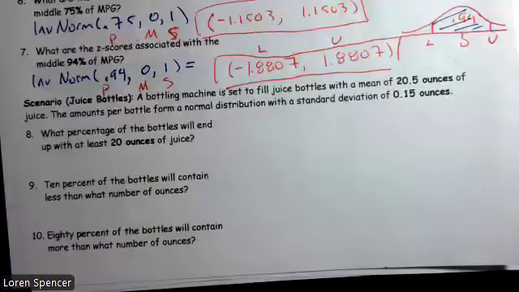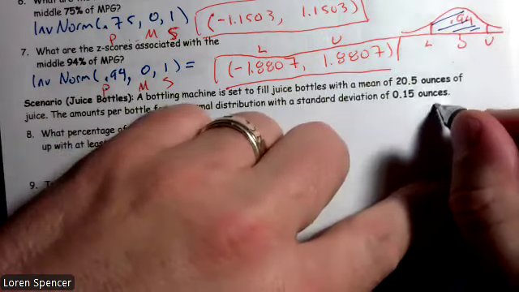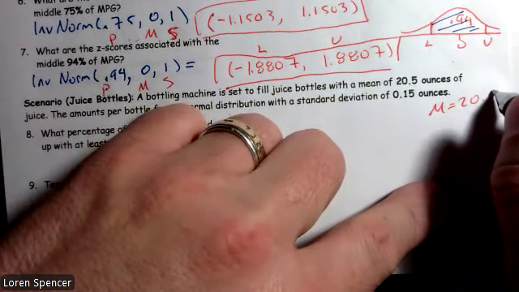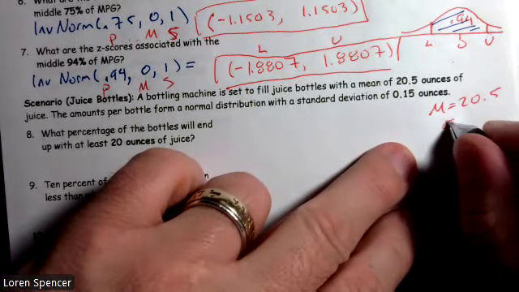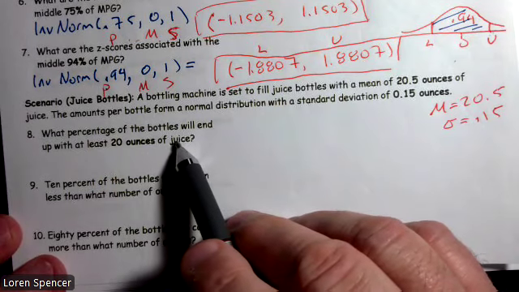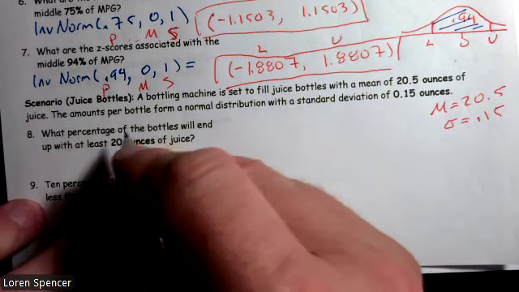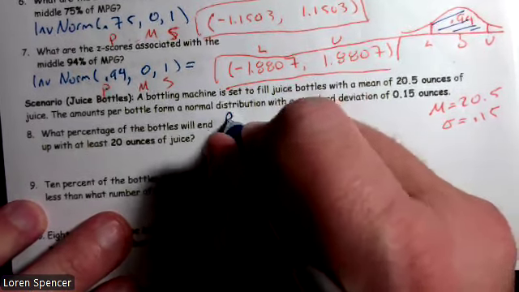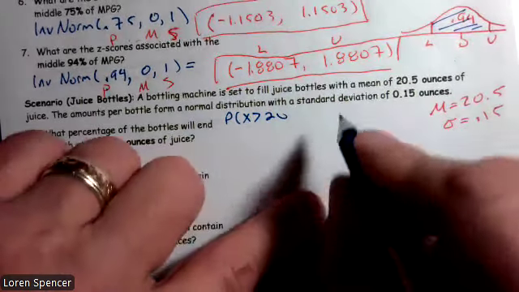Juice bottle. A bottling machine is set to fill juice bottles with a mean of 20.5. All right, so that's important. We have a mean equal to 20.5 and a standard deviation of 0.15. What percentage of the bottles will end up with at least 20 ounces of juice? So we want the probability that X is greater than 20.